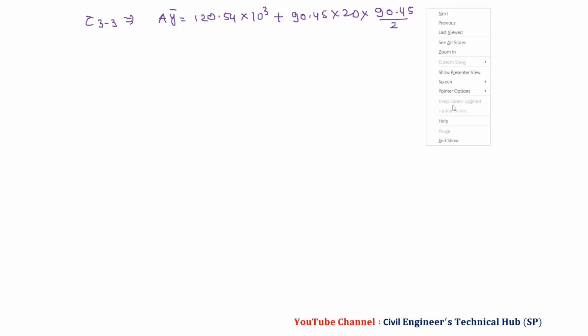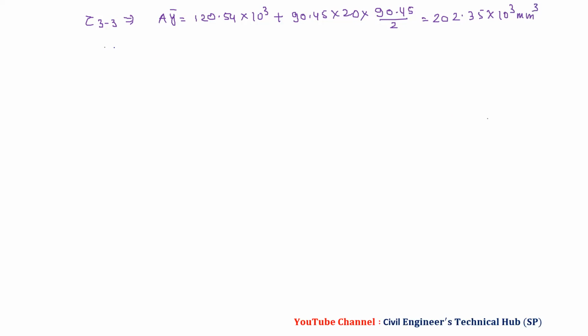So 90.45 upon 2 and we will get this area. Just I will check it. I got this area. I have not calculated, I think, just AY bar: 202.35 into 10 raised to 3 millimeter cube.